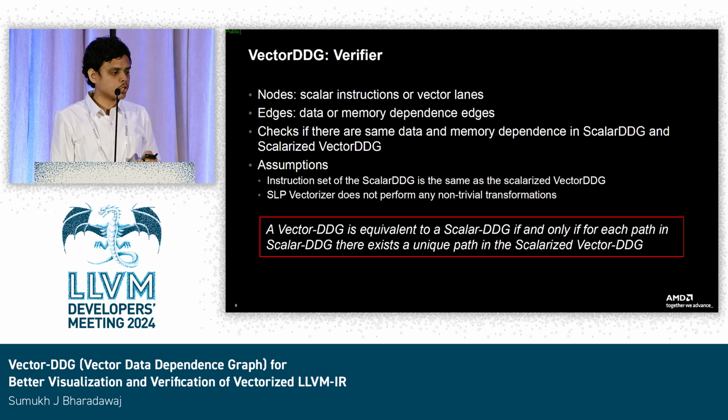The elements that constitute our graph are as follows. We have the nodes, which can either be the scalar instructions or the vector lanes. And then we have the edges that are either the data or the memory dependence.